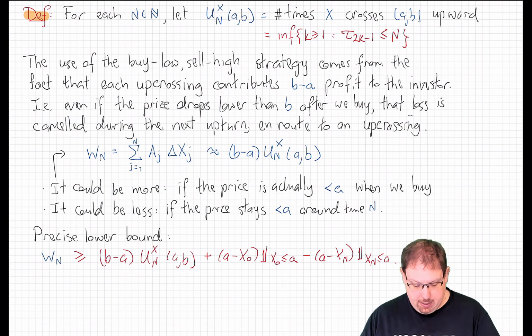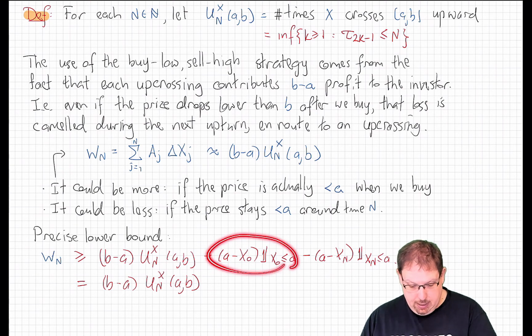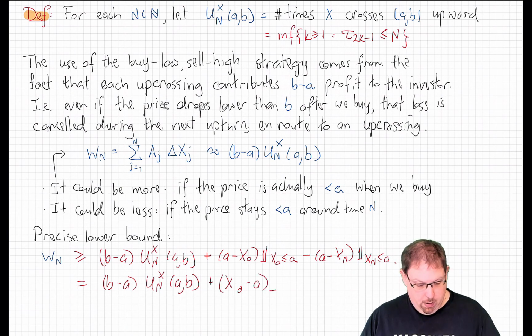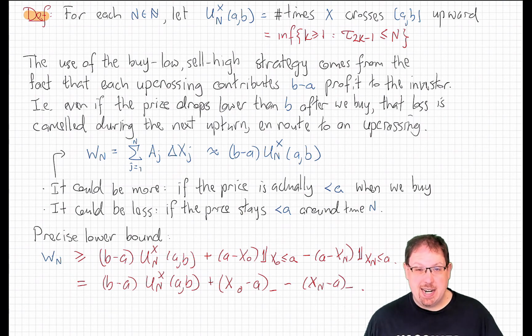Now let's write this in a slightly different way that's going to be useful for us. So that first term we'll leave as it is: the number of upcrossings times the difference, B minus A. And then this is exactly equal to the negative part of X_0 minus A, whereas this is equal to the negative part of X_n minus A. Remember, the negative part of a function is a non-negative number.